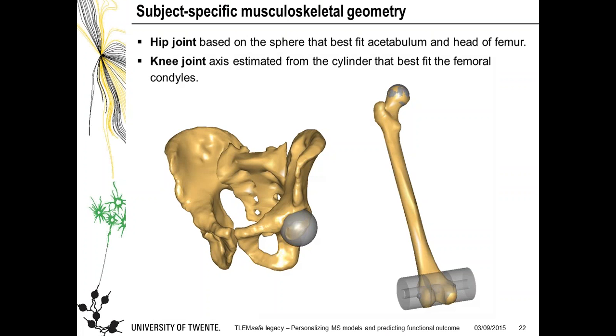Finally, joint geometry was estimated from bone surfaces. In particular, the center of the hip joint was estimated from the spheres fitting the acetabulum of the pelvis and the head of the femur, while center and direction of the knee joint were estimated from the cylinder fitting the posterior condyles of the femur.